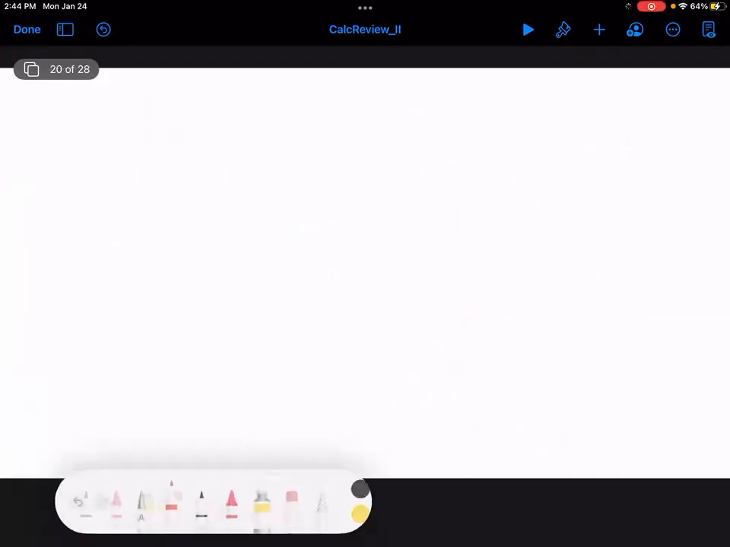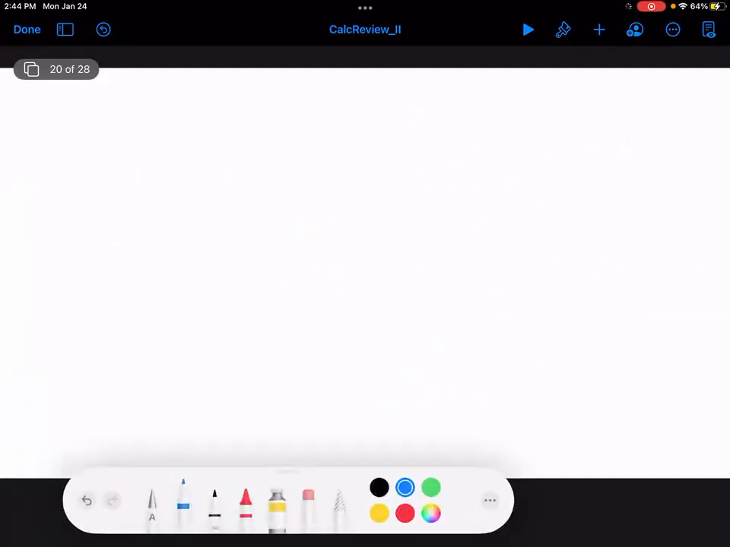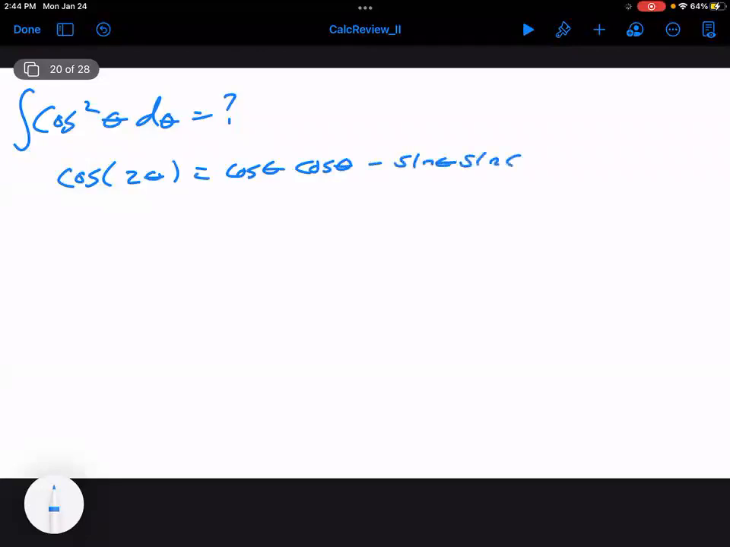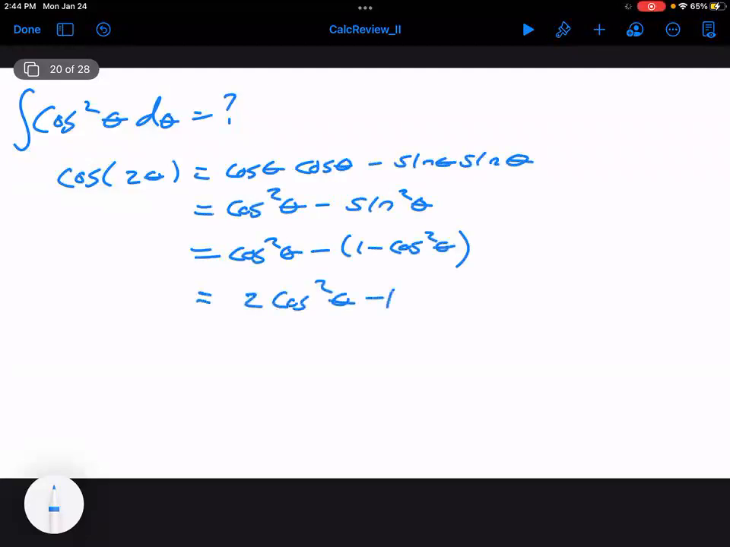So a lot of this, again, the more math you remember, the easier things are going to be. So we have cosine squared of theta, and we want to know what is its antiderivative. Well, if you remember, cosine of 2 theta is cosine theta minus sine theta, sine theta. This is our trig identities. This is cosine squared of theta minus sine squared of theta. Sine squared, however, is 1 minus cosine squared of theta. So that's now 2 cosine squared of theta minus 1. And that's cosine 2 theta. So cosine squared of theta is going to be 1/2 cosine 2 theta plus 1/2.